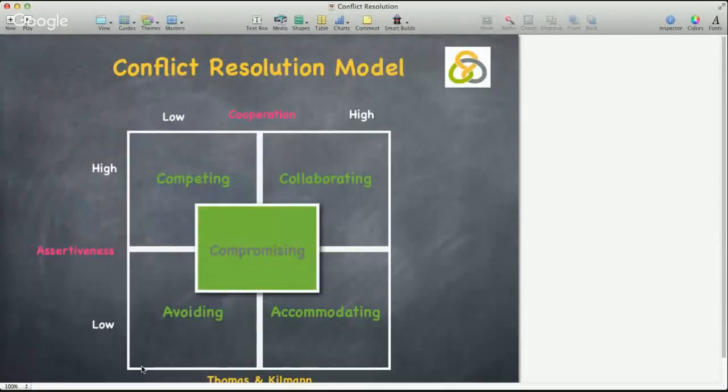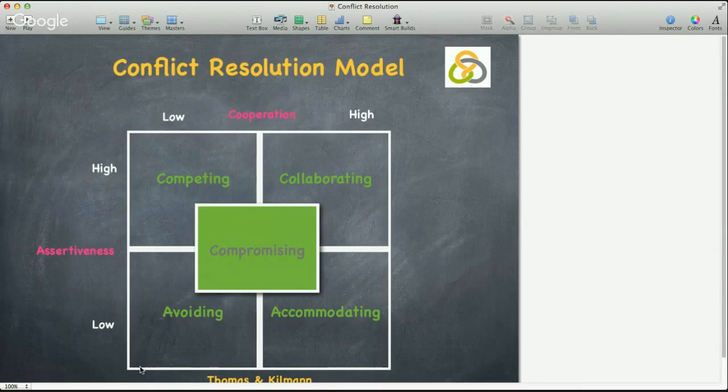Kenneth Thomas and Ralph Killman identified 5 approaches to resolving conflict. Each approach is described according to the level of assertiveness on one axis and the level of cooperation on the other axis. The first box is avoiding. This involves low assertiveness and low cooperation. It's designed to avoid conflict and quite often means that no party is satisfied. The long, slow grudge is harboured. It's a lose-lose scenario.